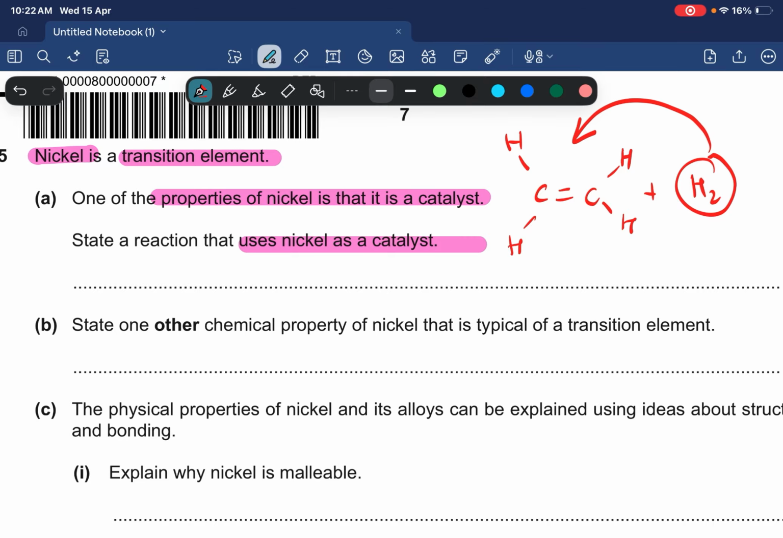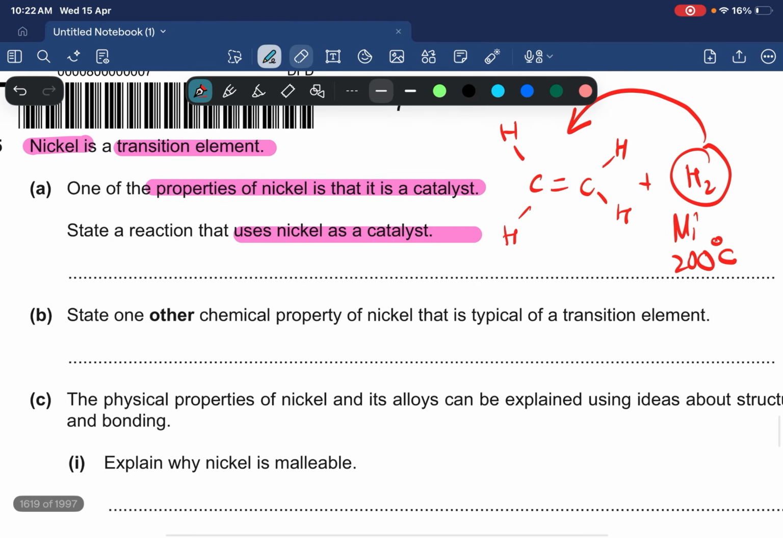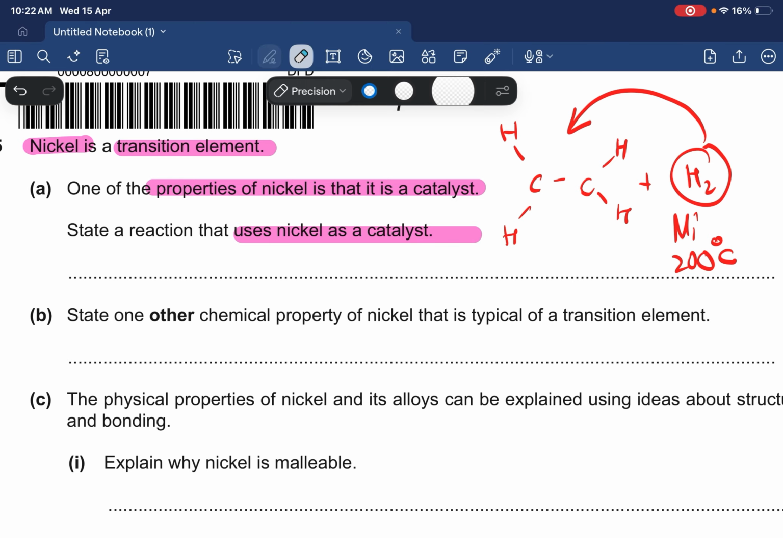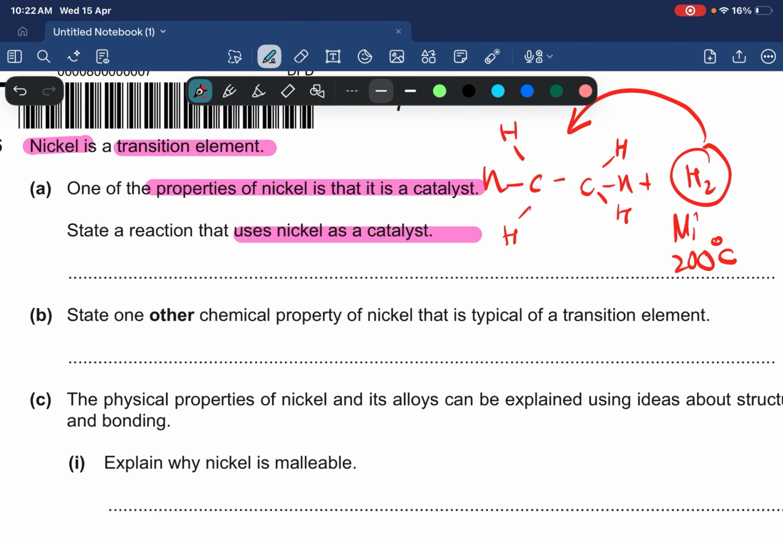You add it to it, and then you add nickel catalyst. You have 200 degrees Celsius temperature. What happens? This double bond breaks from here. One hydrogen attaches here, one hydrogen here. So it's addition of hydrogen to ethene.